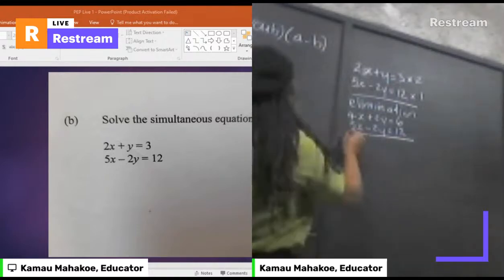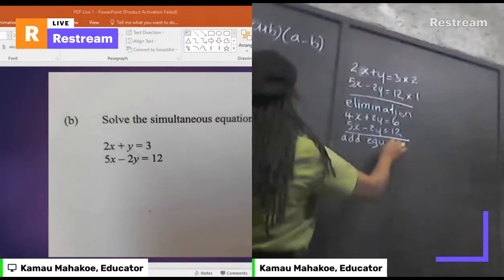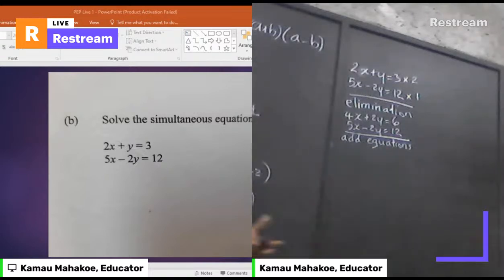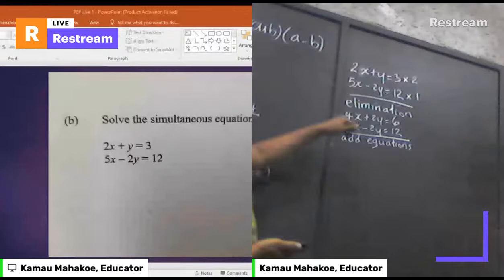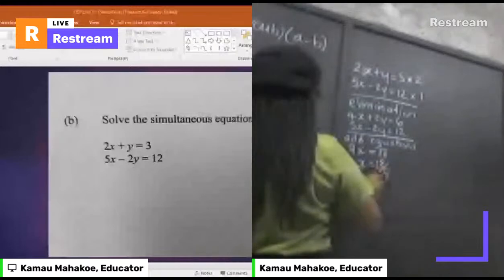So we're going to add them to cancel them out. And we have to add all the terms that come under each other. So the 4x plus 5x, that's 9x. 2y minus 2y is 0. So we get rid of the y variable. 6 plus 12 is 18. So x is 18 over 9, which is 2.